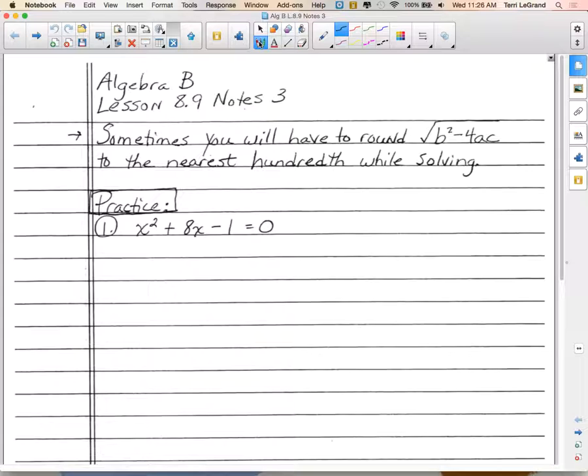But not every quadratic function is factorable. So remember we said, not every one can be solved by factoring. Not every quadratic function can be solved by using the square root method. But every quadratic function can be solved by using the quadratic formula.